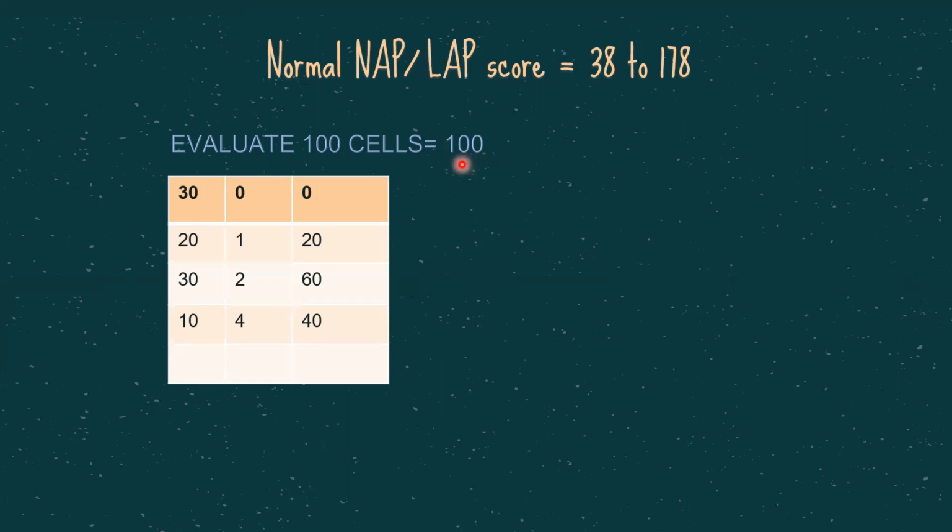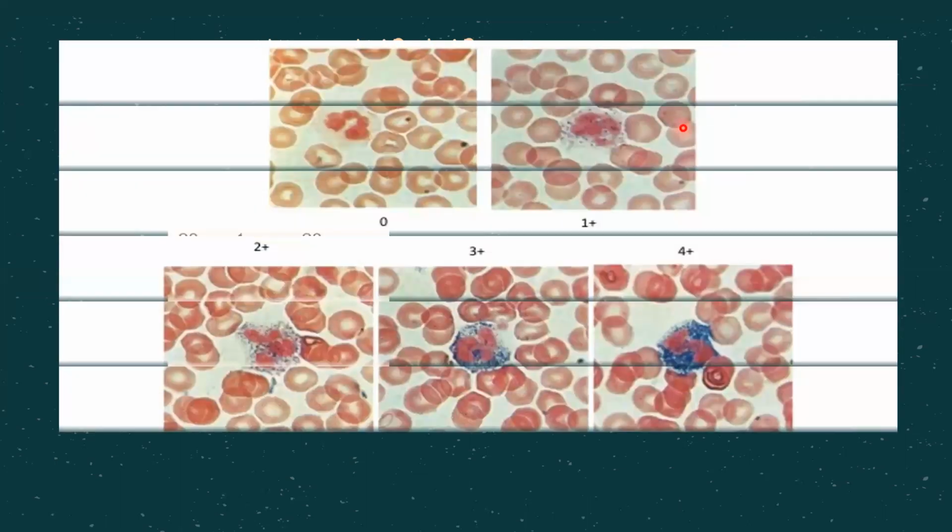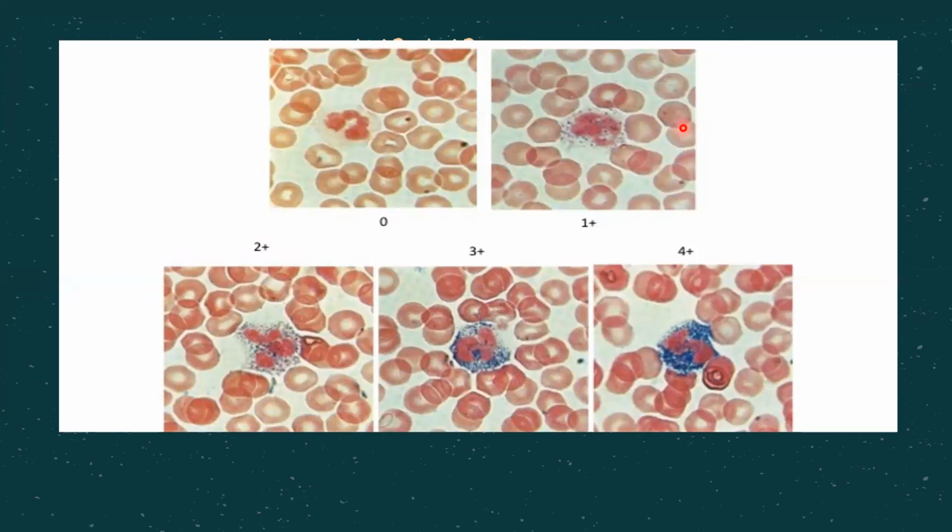Okay. So the normal NAP score is 38 to 178. Okay, so score natin dito is 120. So ibig sabihin, pasok pa siya sa normal. Okay. So here is an example ng grading again. 0, 1 plus, 2 plus, 3 plus, and 4 plus.